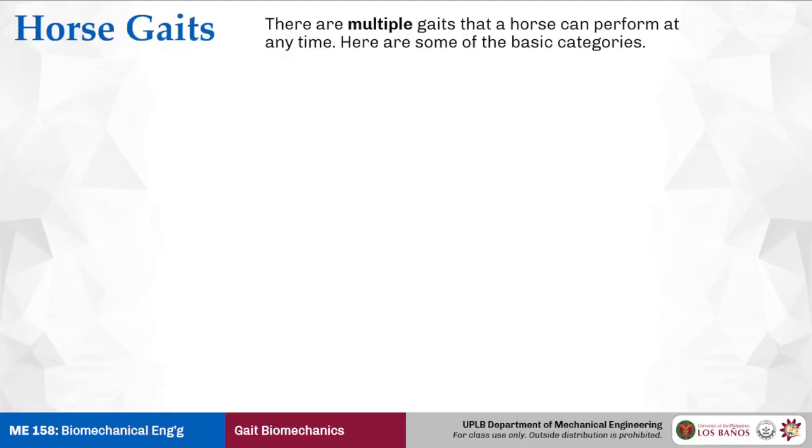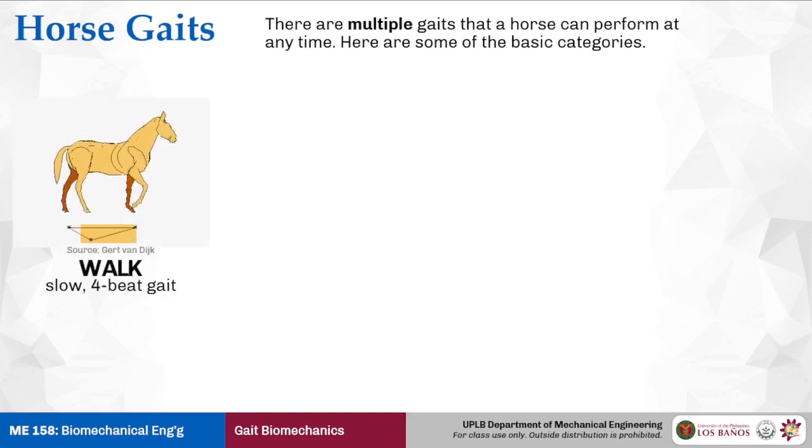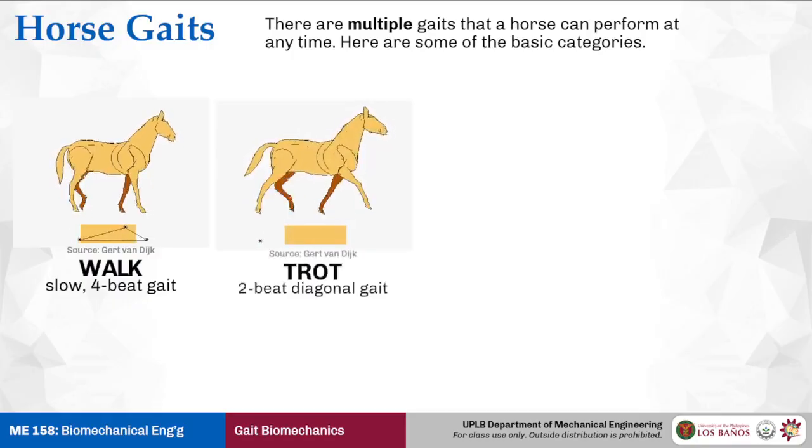They have a lot of different gaits available, so we won't be looking at each and every one of them. For example, you have your walk. The walk is a slow four-beat gait. If you want the horse to move a little faster but not run, we have what we call the trot.